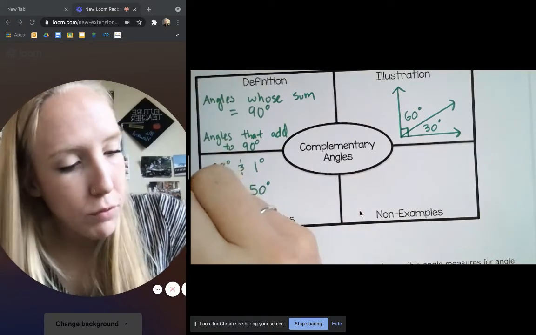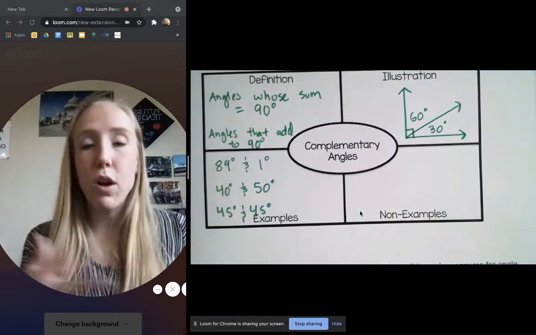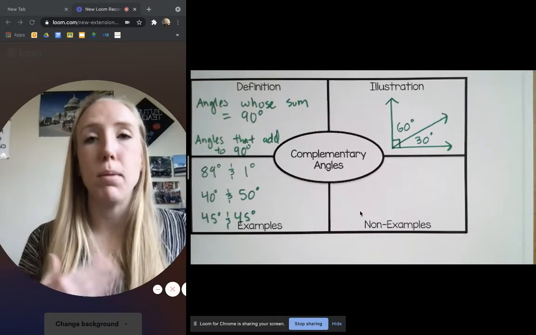You could also have 45 degrees and 45 degrees. 45 plus 45 equals 90. So they are together complementary angles.